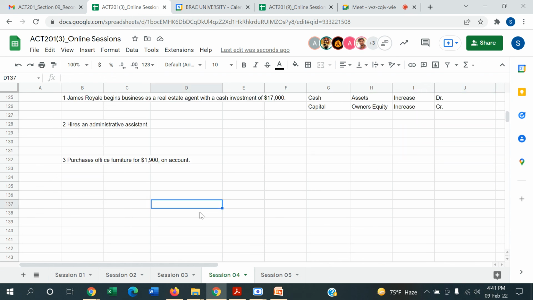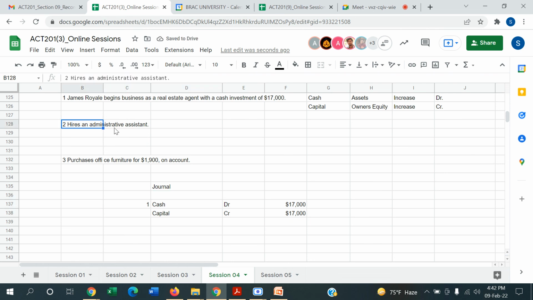So we can record the journal like this: cash, debit. We'll see the format and other issues in the next session. I'm just trying to give you some basic idea about journalization. So capital, credit. So this is how we'll journalize this transaction: cash debit, capital credit, and the amount was $17,000. That is basically the journal for the first transaction.